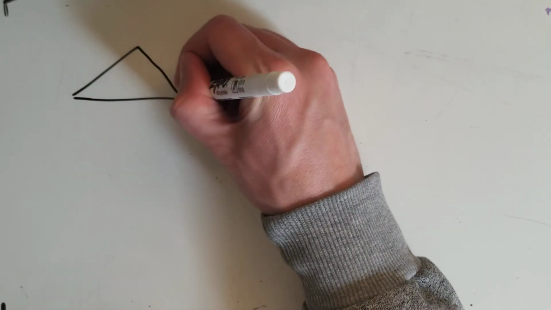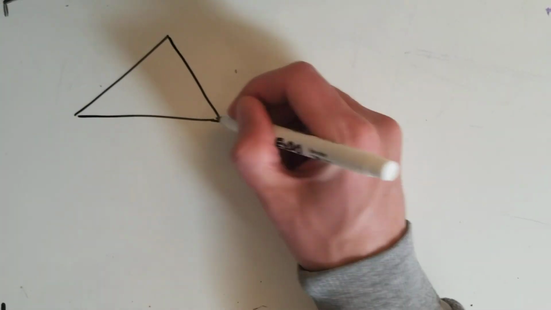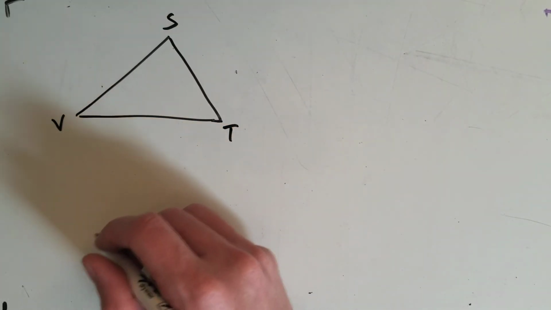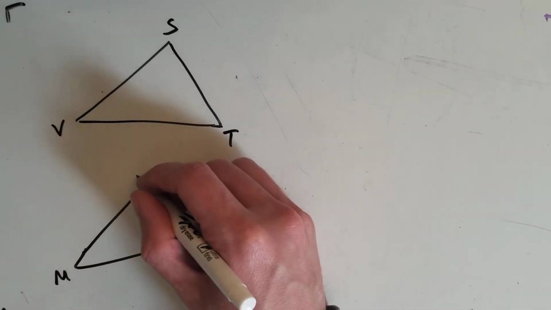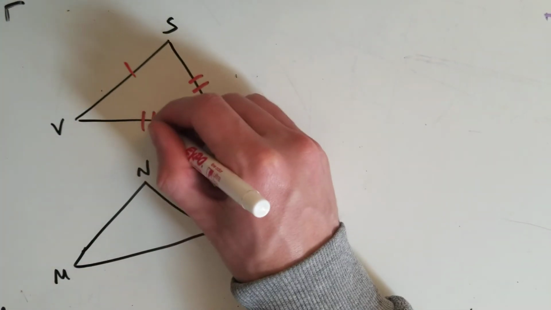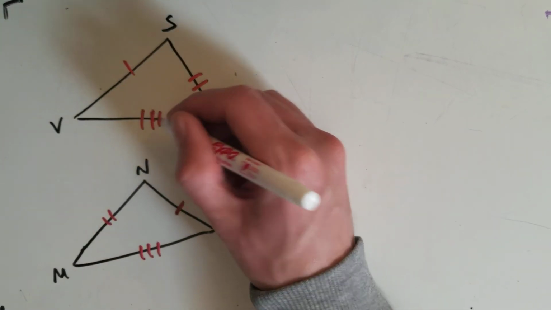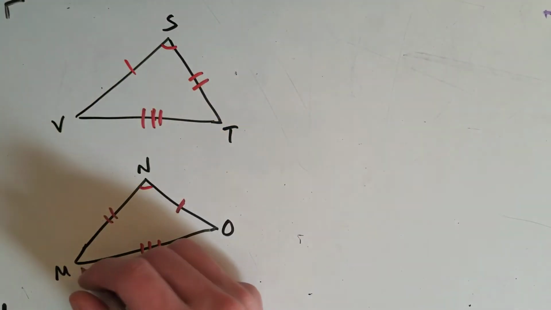All right, our last one here. We have, again, 2 figures with markings already given, and we are going to write statements from the markings. Draw them nice and big. So we have SVT, and we have MNO. And these are the markings that are given to us. 1, 2, and 3. And we have these angles marked as well. Looks like this.